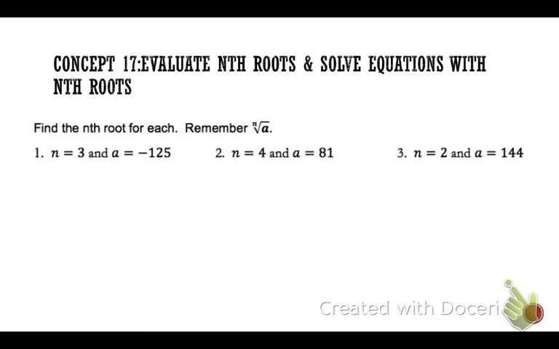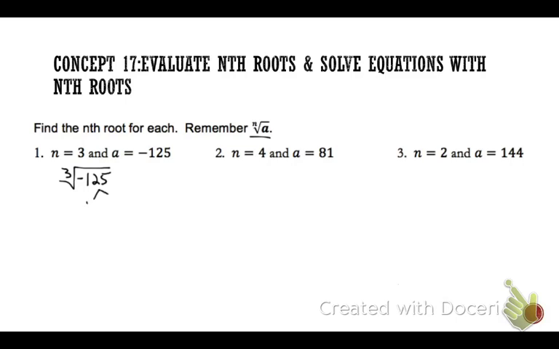And just remember this, that when we say nth root, this is the form that we use. So when you have n equals 3 and a equals negative 125, that's asking for the third root. So we put that right in the crook of our radical of negative 125. So it is going to be a negative number. You can put that on your calculator.